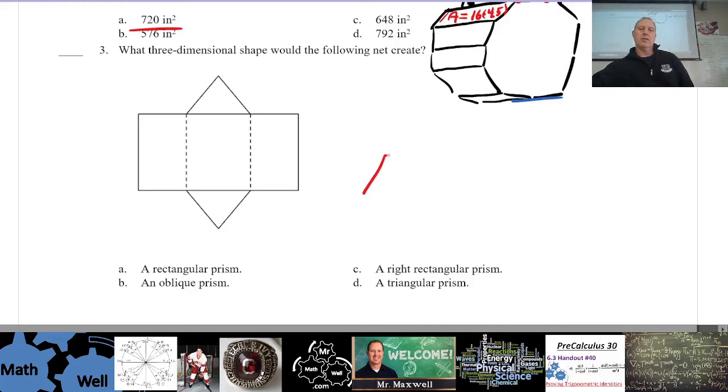Good, I like it. So here's your triangle. And that's what it should look like right there. Awesome. So D.